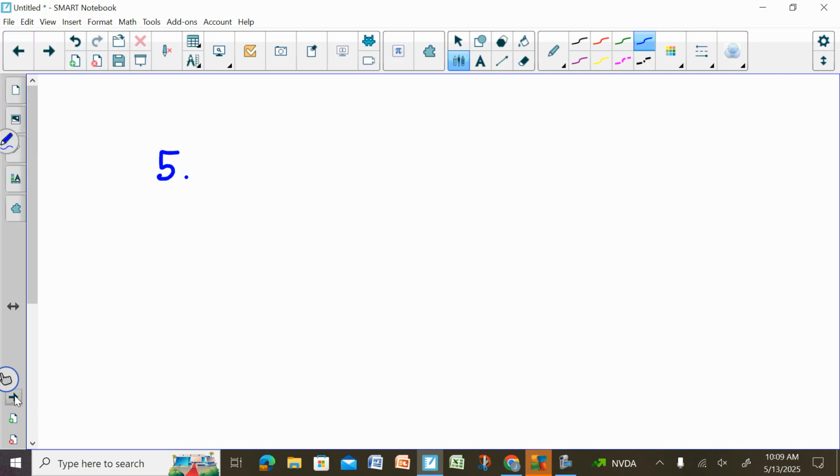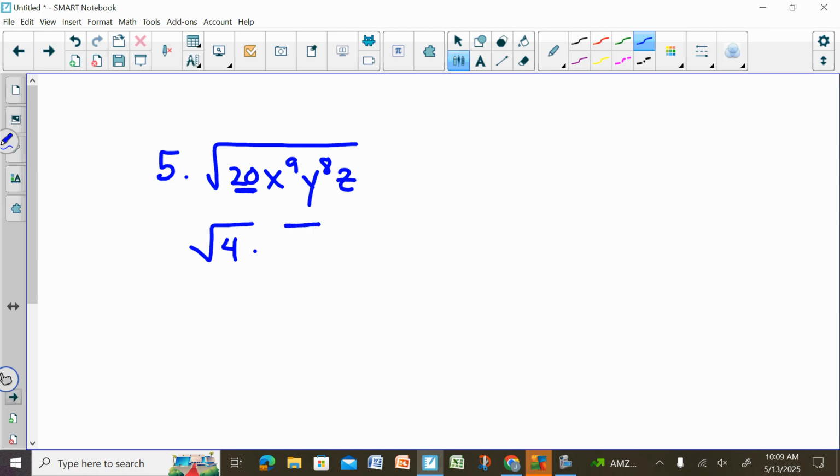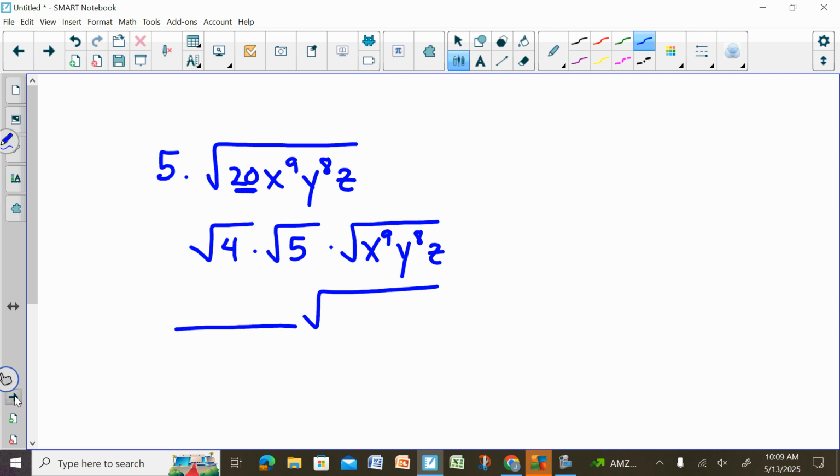So for number 5, we got the square root of 20, x to the 9th, y to the 8th, and then a z. So yesterday we broke up all of them into perfect and non-perfects. The only thing that we have to break apart now is just the number like we did 2 days ago. So we figure out the perfect and the non-perfect, which is 4 and 5. That makes 20, square root of 4, square root of 5. And then I'm just going to keep all of the variables together, and I'll deal with them with my little division shortcut. We're still going to have a line. We're still going to have a radical because not all of this is pretty and perfect.